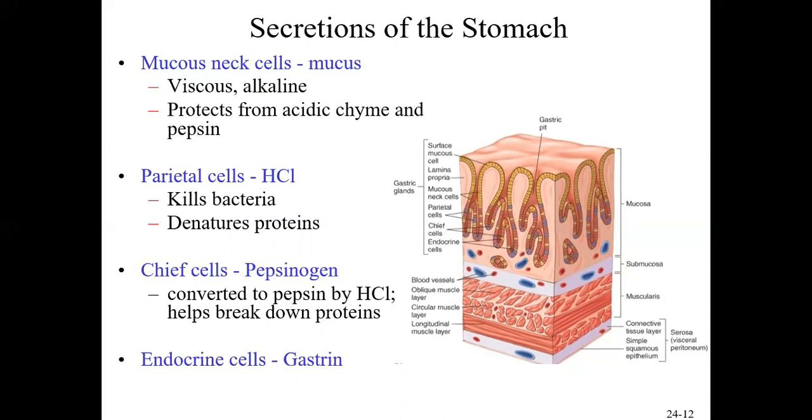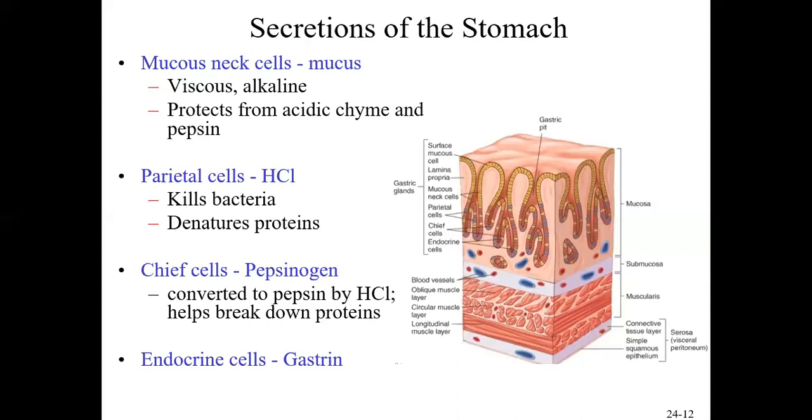Then once that bolus mixes with the acid and the enzymes in your stomach, it's referred to as chyme, C-H-Y-M-E. Now, another type of cell that you'll find inside of these pits are parietal cells, and the parietal cells are producing hydrochloric acid. Hydrochloric acid is there because it tries to help get rid of some bacteria. It also helps to start the process to break down proteins.